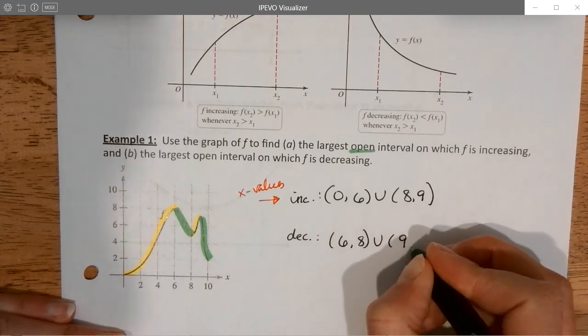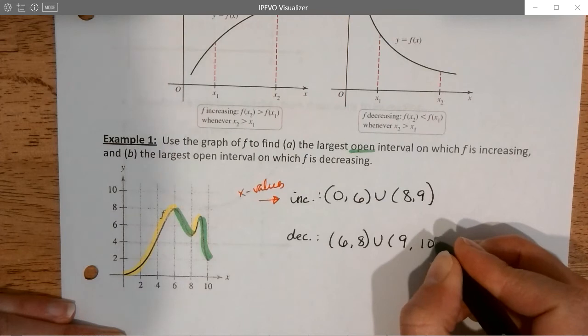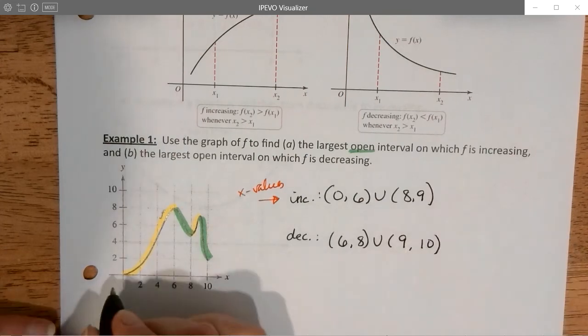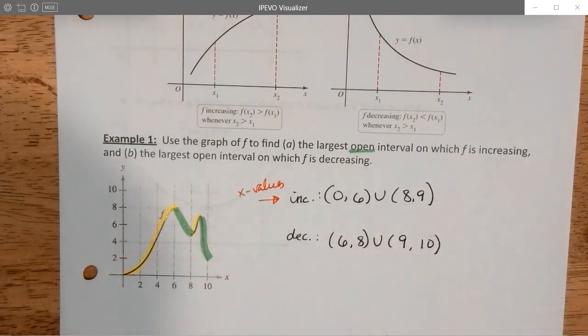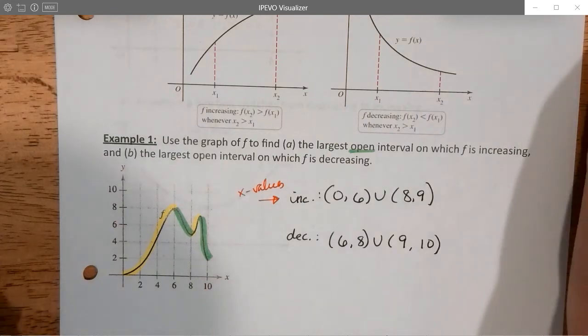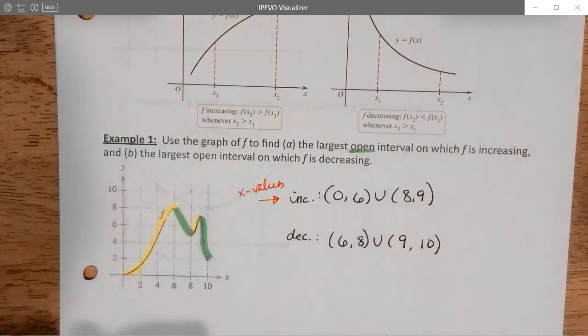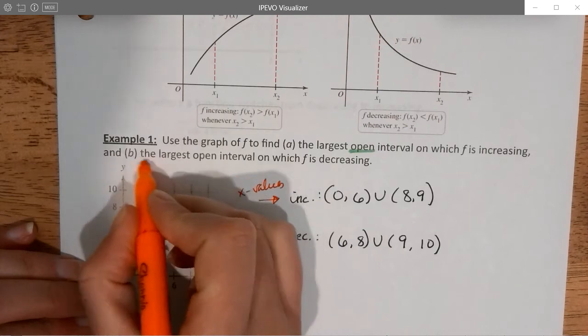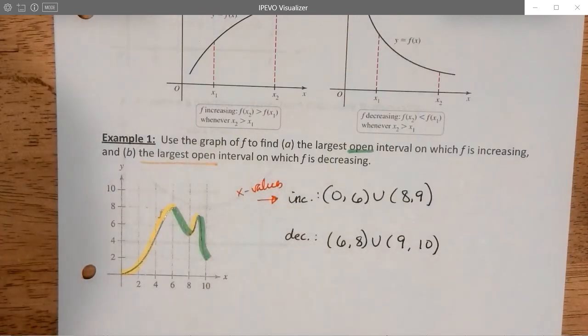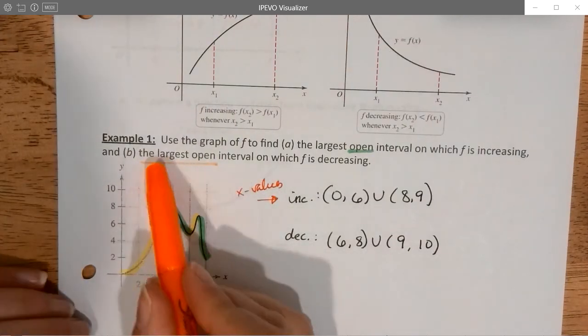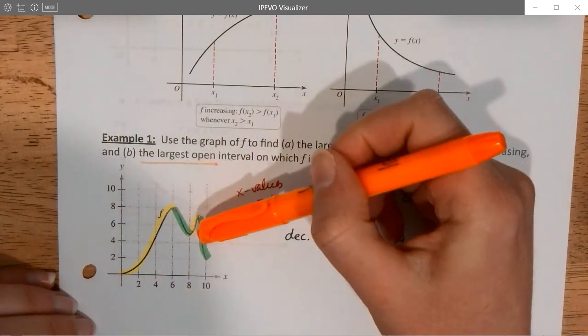Now we're going to assume that this graph stops at the end of this grid for right now. We're not looking at continuing on, looking at infinite intervals. That way I can talk about the largest open interval over which we are decreasing. Okay, so the largest interval, which of these two intervals is larger?